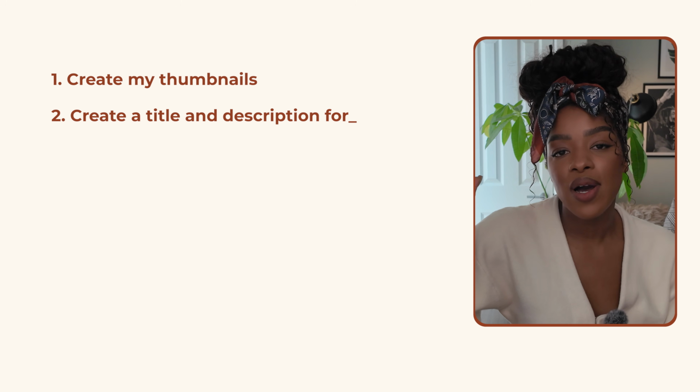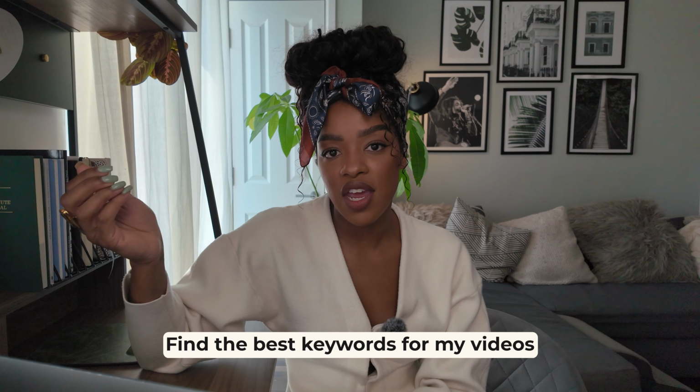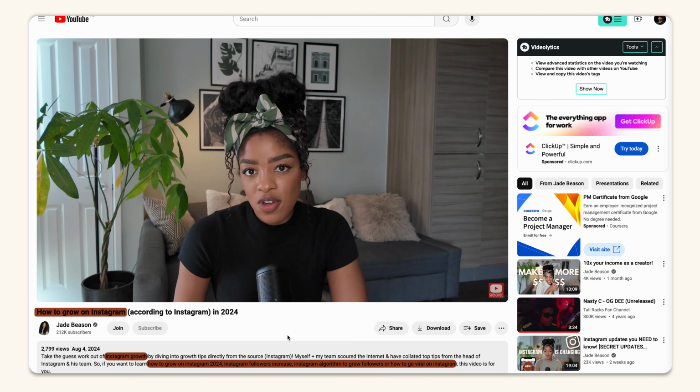I then create a title and description for my video, and I make sure that it's optimized for search. Now, I use a tool called TubeBuddy to make sure that I've done this. Again, I have a masterclass where I dive into how I use TubeBuddy to do this. I'll link to that below as well. But essentially, I use TubeBuddy to find the best keywords for my videos and make sure that they're in my description and in my title.